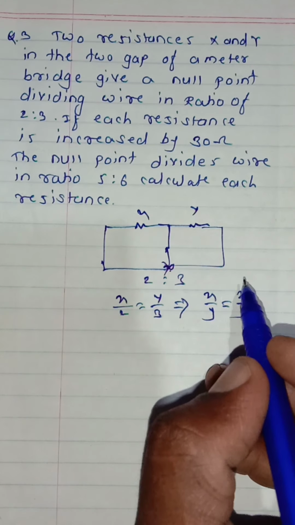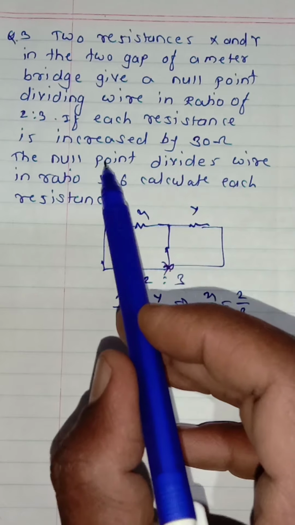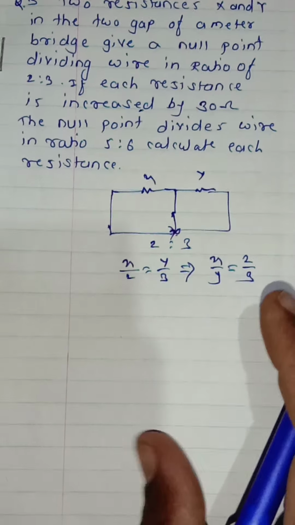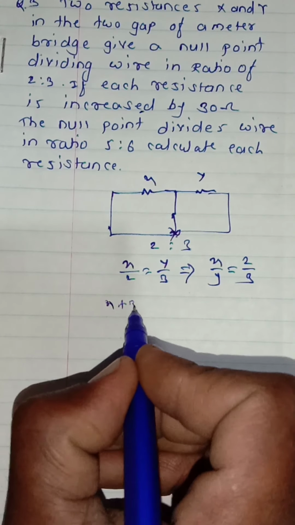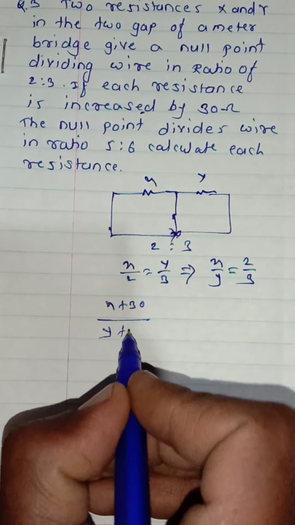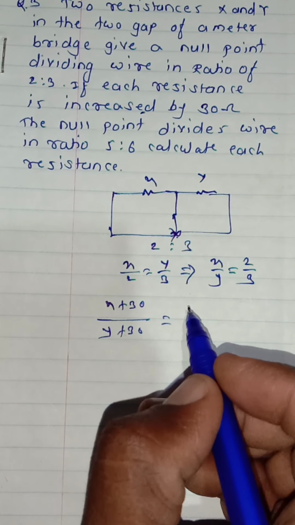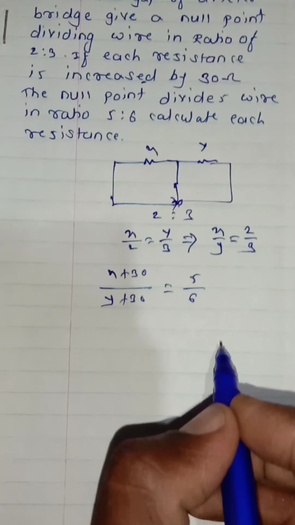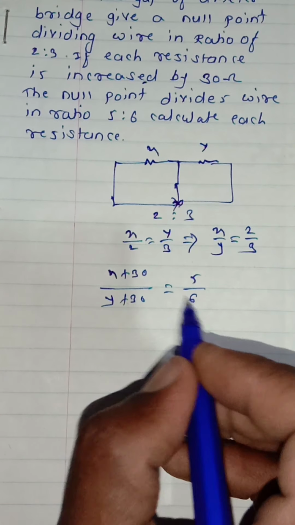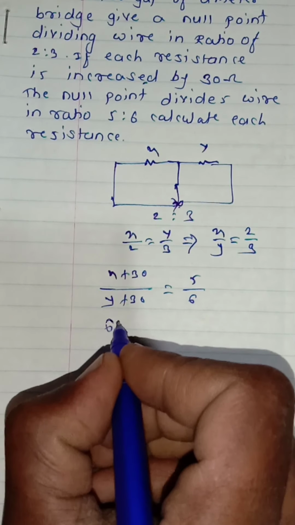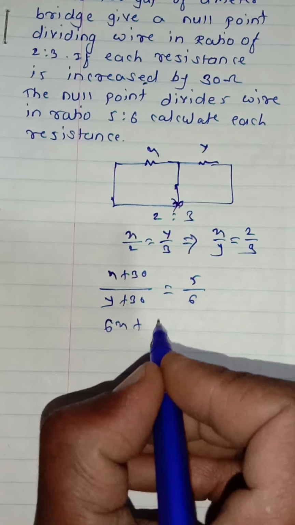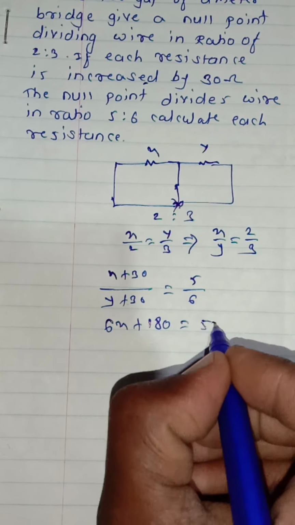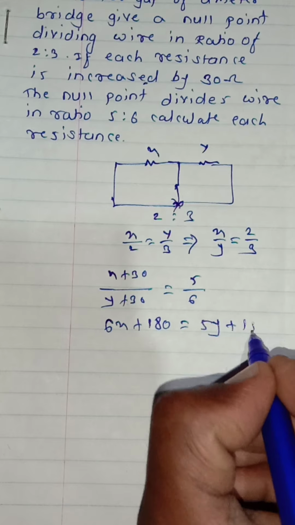Okay, next point is that if each resistance is increased by 30 ohm, I can write here (x + 30) divided by (y + 30), then the ratio is 5 divided by 6. Okay, this is the second condition. Taking the cross multiplication on the second condition, 6x plus 6 into 30, that is 180, is equal to 5y plus 150.